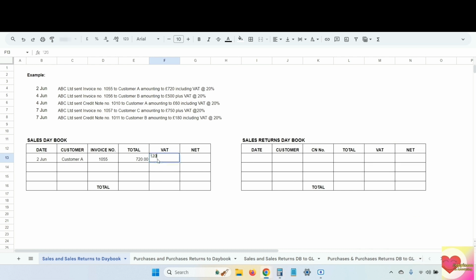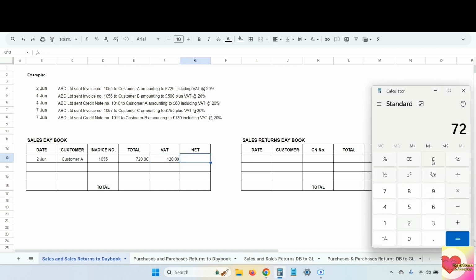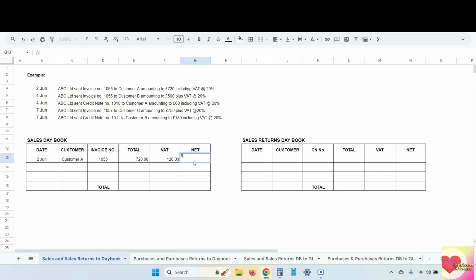Next is the net column. From 720, let's divide it by 120% or 1.2. We got 600. Then let's double check our computation. Let's add VAT plus the net amount and it should be equal to our total.